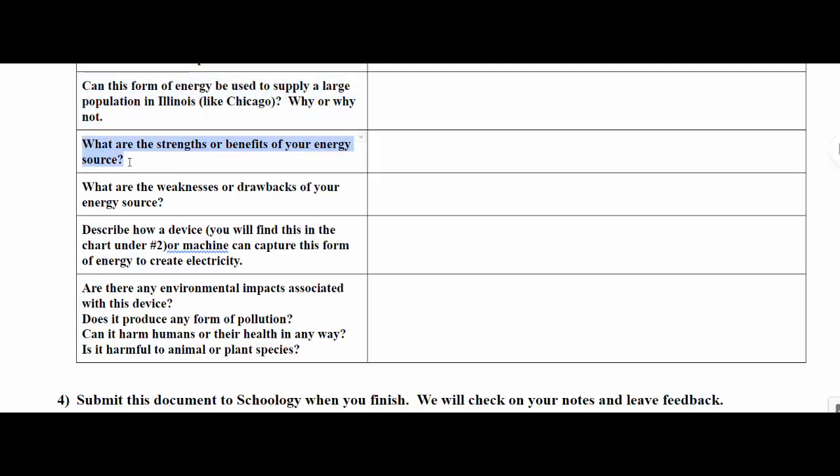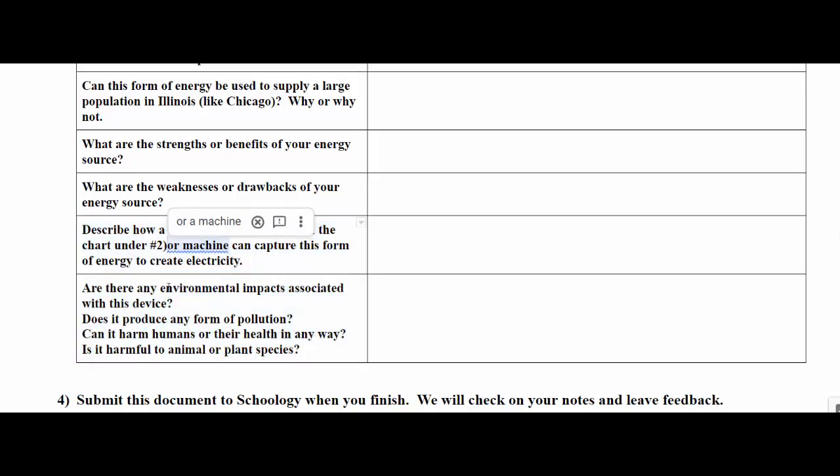What are the strengths or benefits of the energy source? What are the weaknesses or drawbacks? These 2 should be pretty easy to answer. The last 2 questions are probably the most difficult. So describe how a device or machine can capture the form of energy to create electricity.